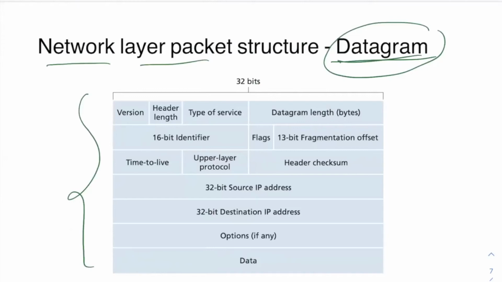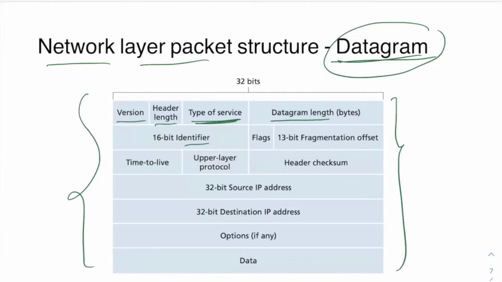So you have, what is the version of IP? It is IPv4 or IPv6. What is the length of the header here? Then what is the type of service? We will look at the definition of some of these in the next slide. Then you have datagram length, which is the size of the whole datagram itself.